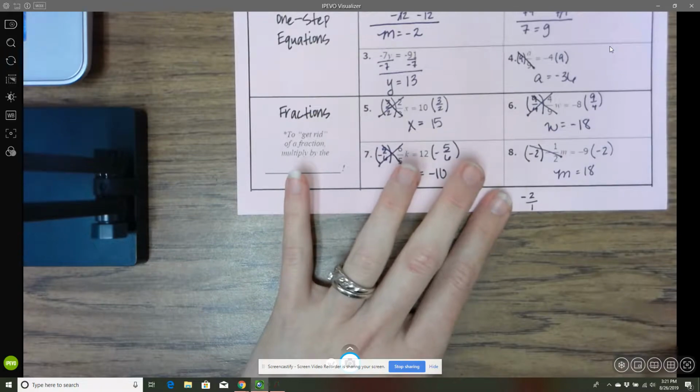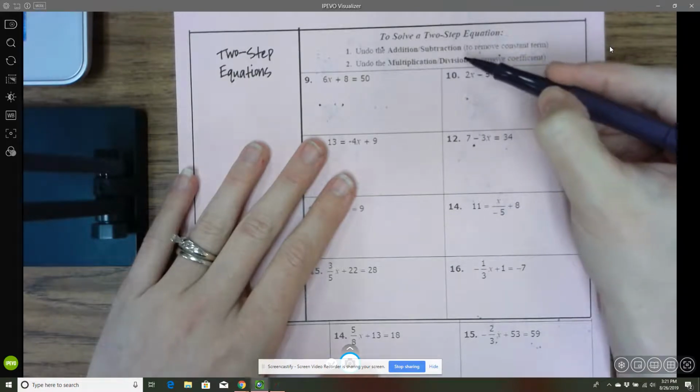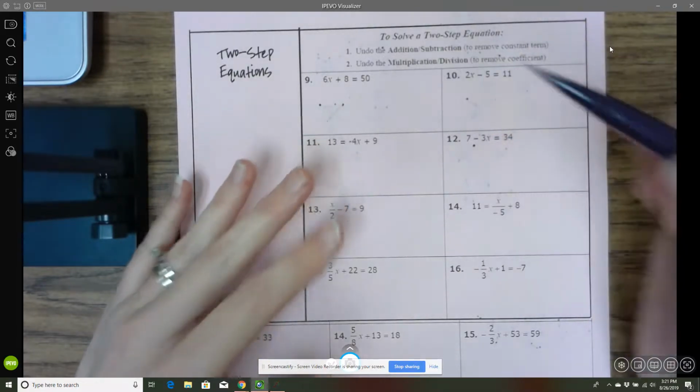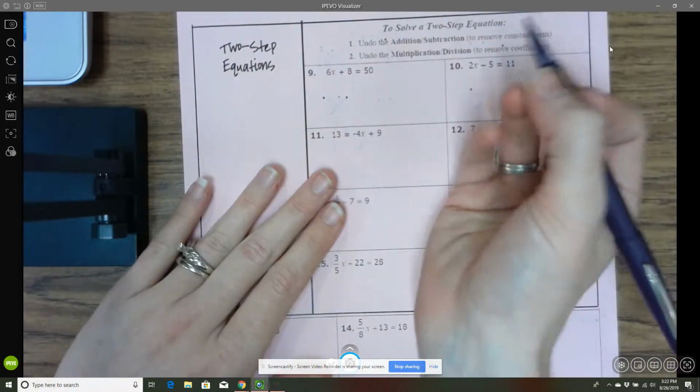So now we're going to move to 2-step equations. So for 2-step equations, undo the addition and the subtraction first to remove the constant, and then we undo the multiplication and the division to remove the coefficient. So addition and subtraction first.